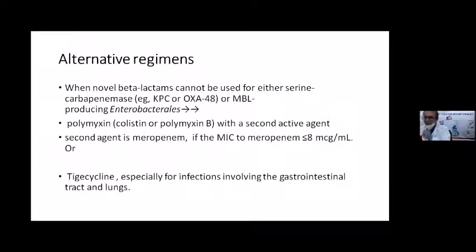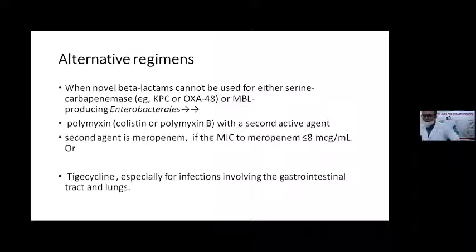Enterobacterales. Now we have discussed both, that means those Enterobacteriaceae which produce either serine carbapenemase or oxacarbapenemase. If we cannot give any of the BL-BLI combination drugs, then what is the other option? When the novel beta-lactamase inhibitor combinations cannot be used, whether for KPC, OXA or MBL, the second line of treatment is polymyxin, which can be used in the form of either colistin or polymyxin B. This is never used alone. We always use a second active agent, and the second active agent, very importantly, has to be meropenem. Even if it is resistant, because we have discussed that meropenem resistance is an MIC of more than 4, sorry, more than 2.